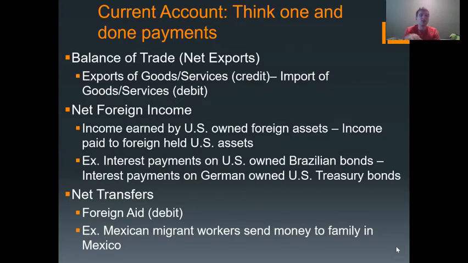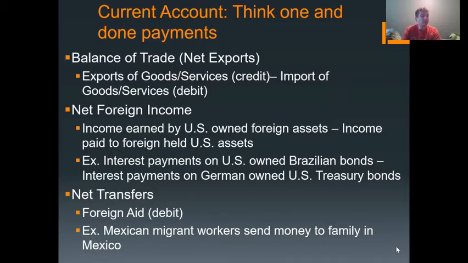So interest payments on U.S. owned Brazilian bonds. The interest payment comes in. That is net foreign income. That would be a credit. Net interest on German-owned U.S. Treasury bonds, that would be a debit, since the money would be flowing from the U.S. to Germany. Now notice this is the income earned, not the bond itself. So the bond itself is actually going to be in the capital account. The interest payments themselves, that is income.